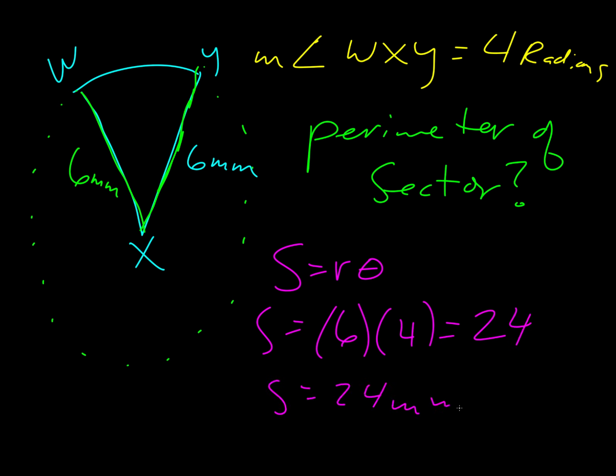And that's going to be millimeters. So we have 24 millimeters right there. And then if we just add those sides, we get 36 millimeters. So 6 plus 6 plus 24 is going to give us 36 millimeters for the perimeter.